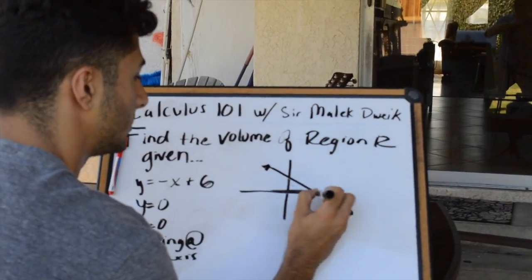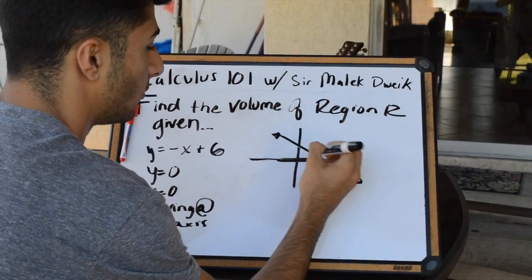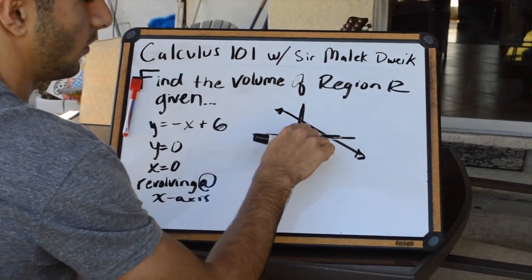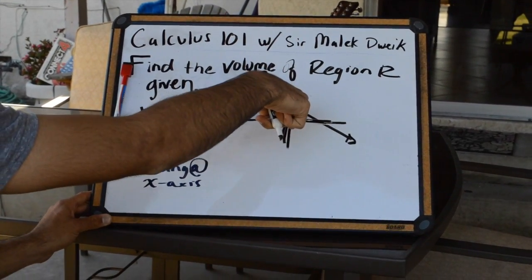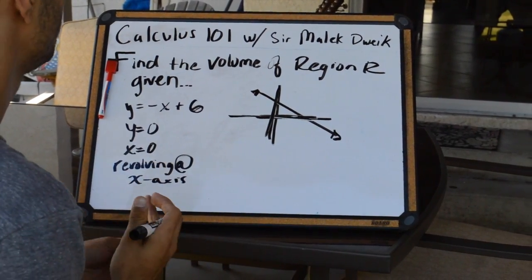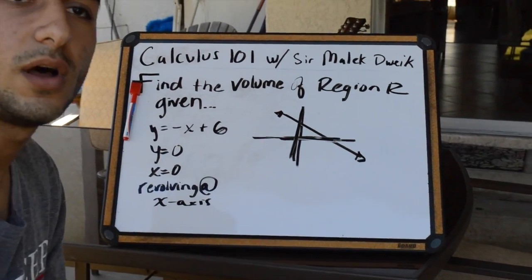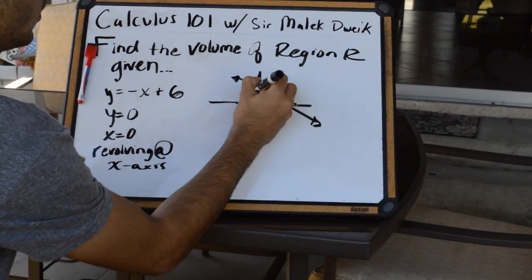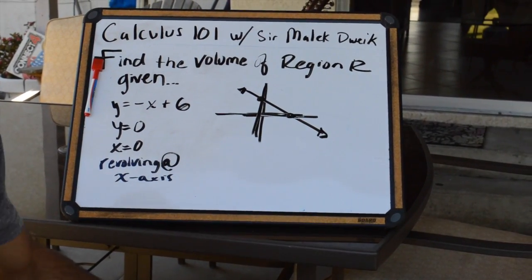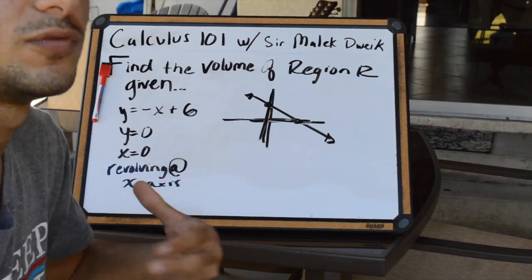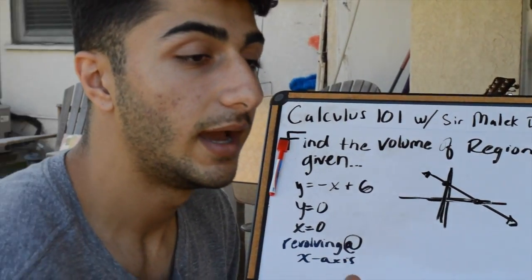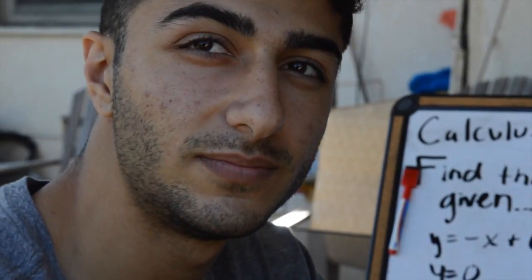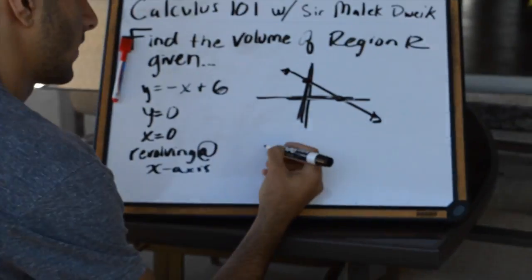This is x equals 0. Or excuse me, y equals 0. X equals 0. And this is our region right in there, where that little triangle is. Now, we want to first of all solve for these points of intersection, because those values will be the limits of our integration. You following along, Brian? Right.